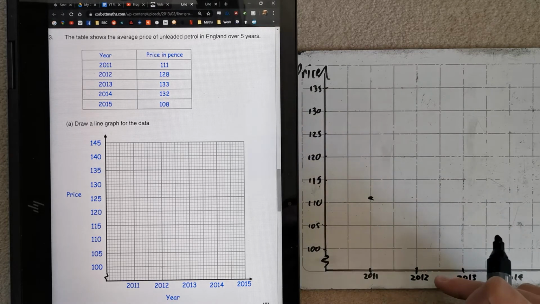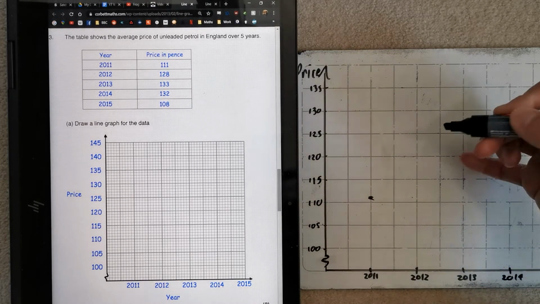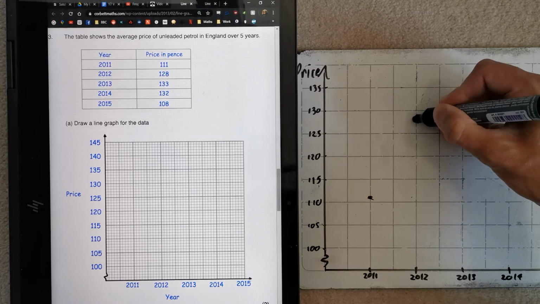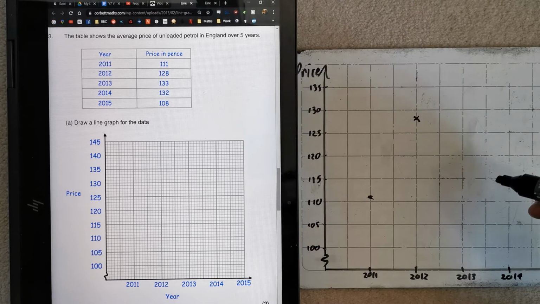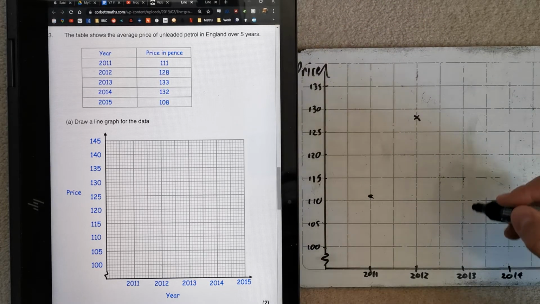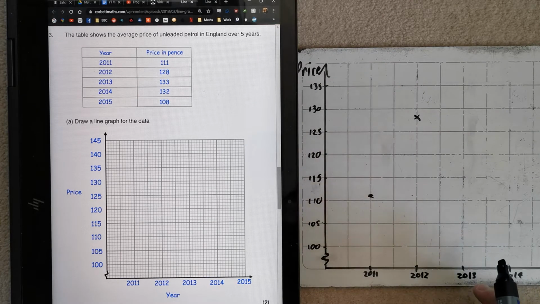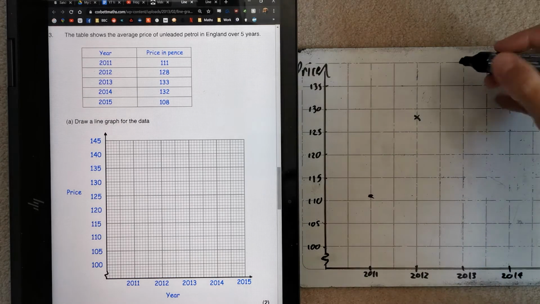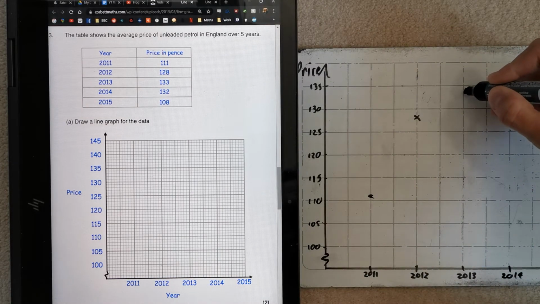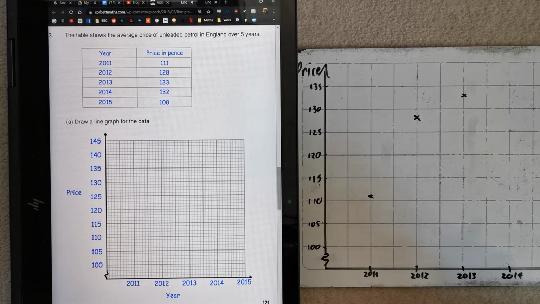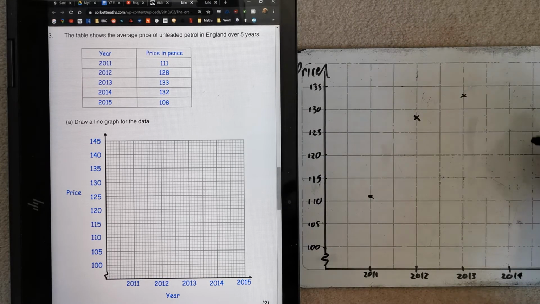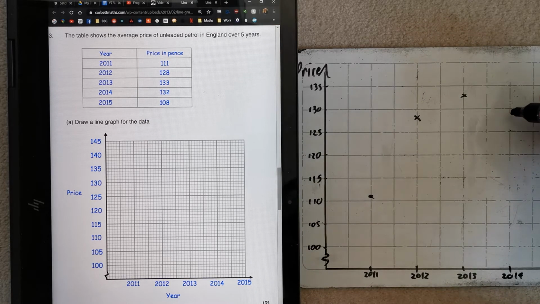2012, it goes up to 128. Bit of a jump, bit expensive. It's really expensive in comparison to nowadays. Filled up my petrol at £1, 1p per litre the other day. Anyway, 2013 jumps up again to 133. Right, that goes about there. Then 132 in 2014. So 2014, 132 has gone down a little bit.